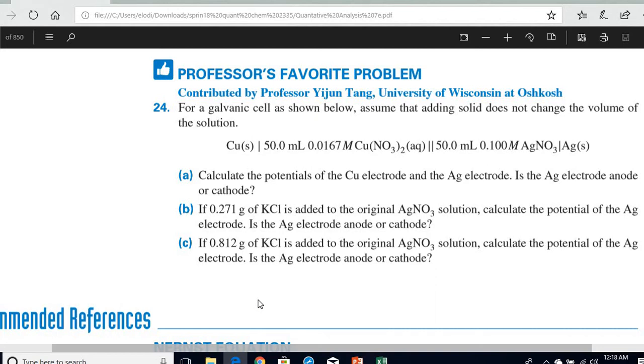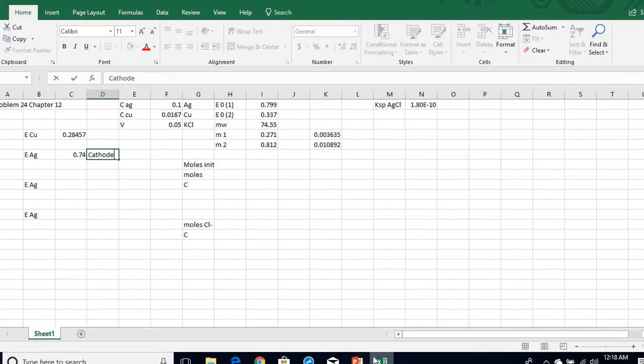The problem asks, if 0.27 gram of KCl is added to the original silver nitrate solution, calculate the potential of the silver electrode. Is the silver electrode the anode or cathode? So we have to find how much Cl minus is added, because we know that the silver will react with the chloride and we're going to have a change of the number of moles of silver in the solution.